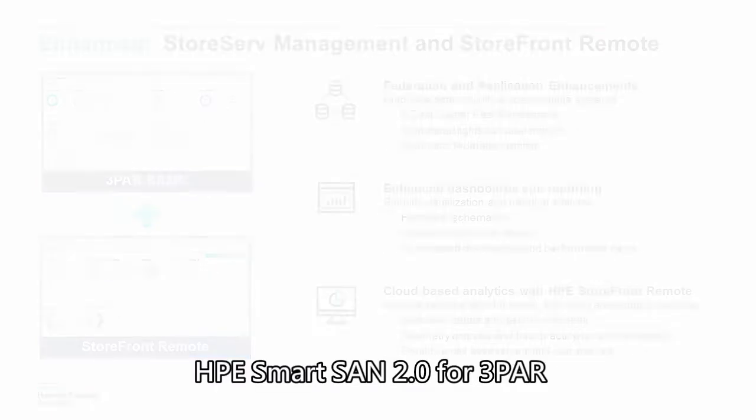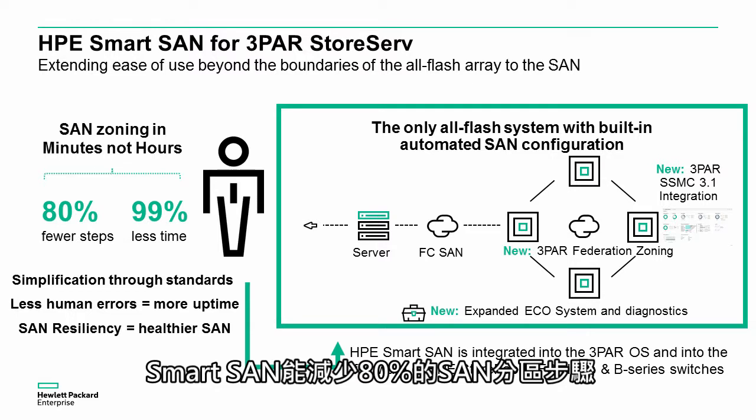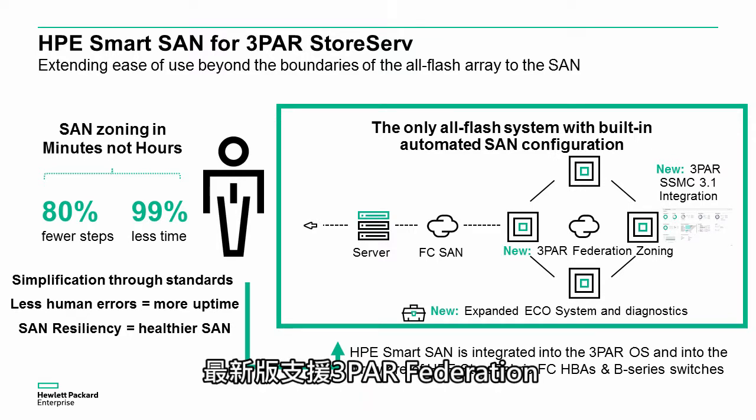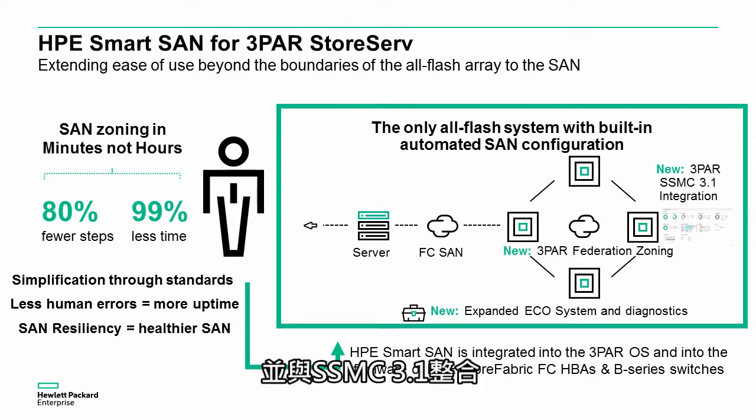HPE Smart SAN 2.0 for 3PAR. Smart SAN reduces the steps for SAN zoning by 80% and reduces the time by 99%. This latest release supports 3PAR Federation, expanded ecosystem, and diagnostics, and is integrated with SSMC 3.1.